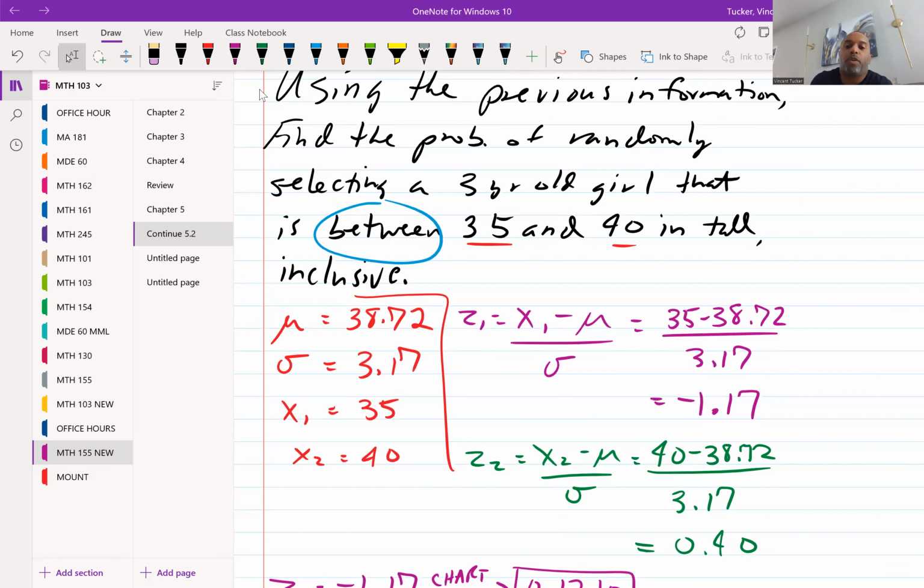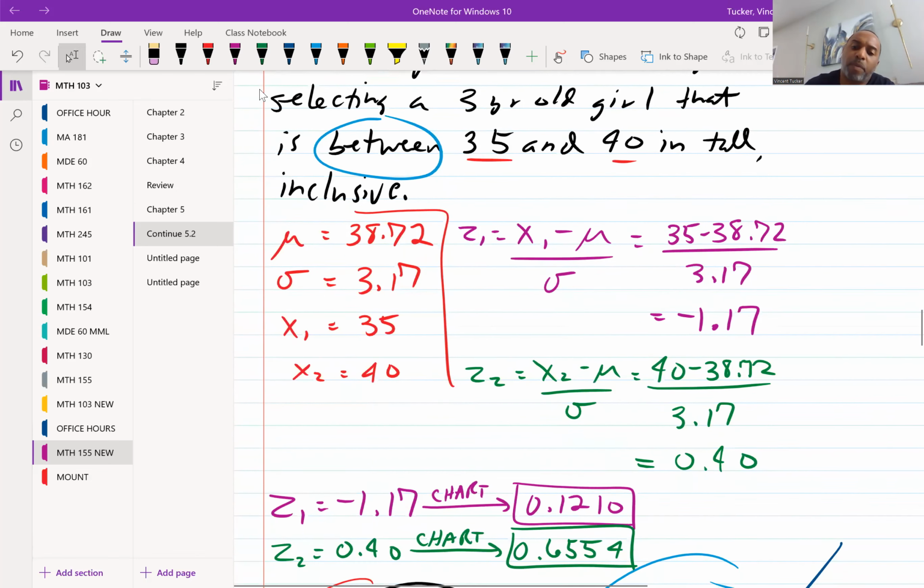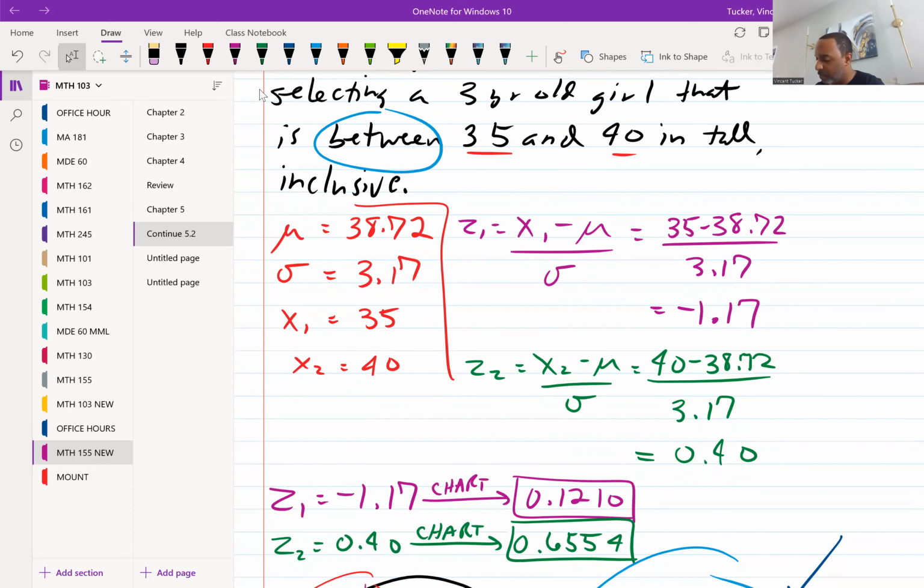All right, so for the first one, we get negative 1.17. Second one, 0.04. And taking both of them, taking the z-scores to the chart, we get 0.1210 and 0.6554.